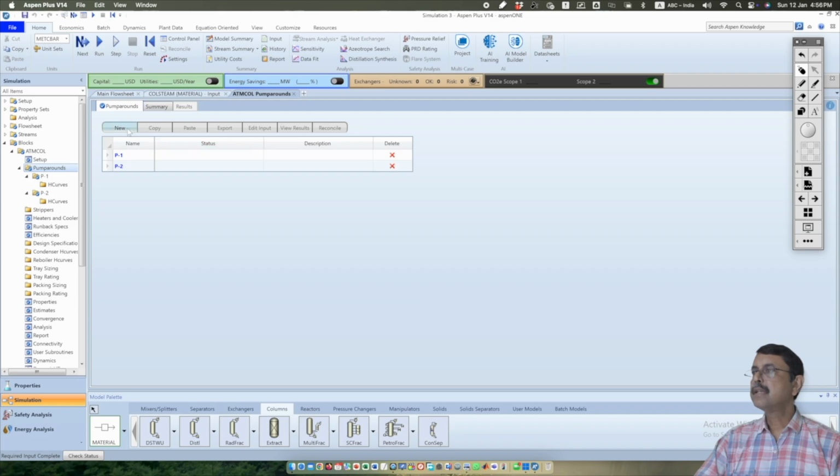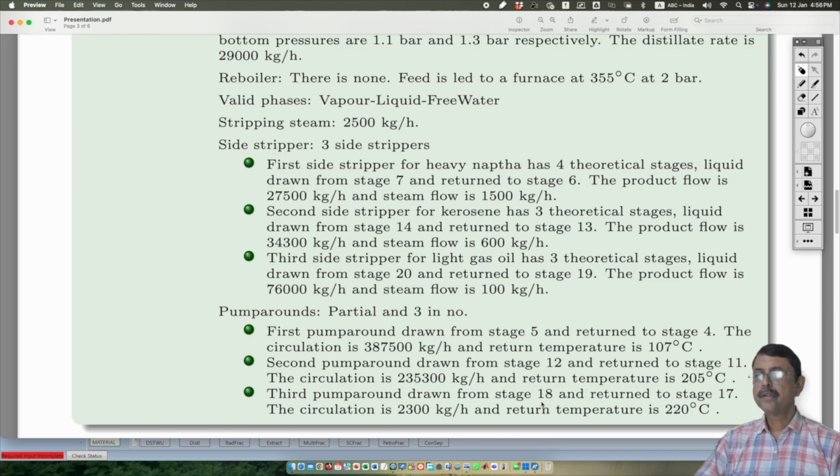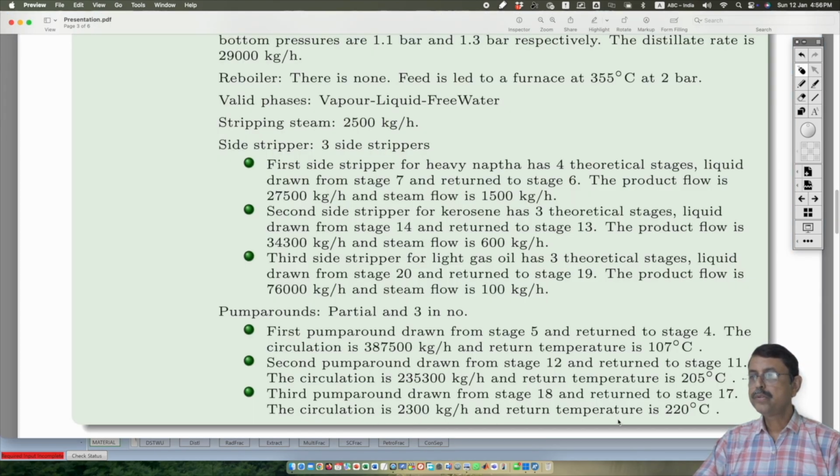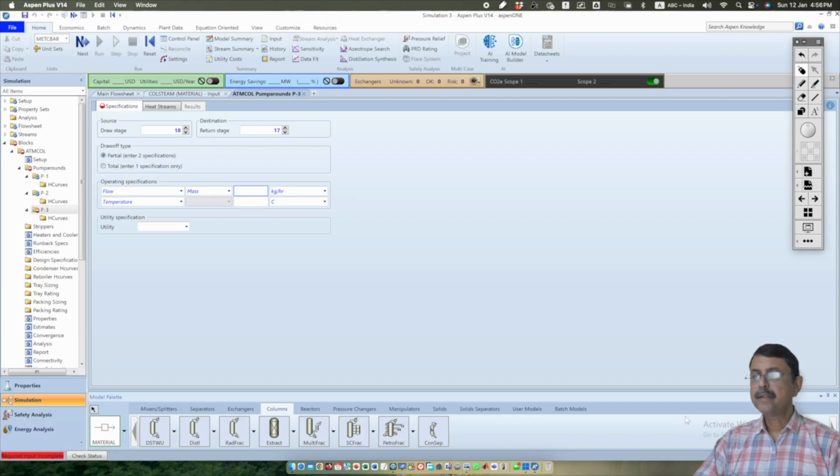Then we add the third pump around, and that pump around is from stage 18 to stage 17. The flow rate will be 2300 and the temperature is 220. So that's how we set the pump around information of the atmospheric column.